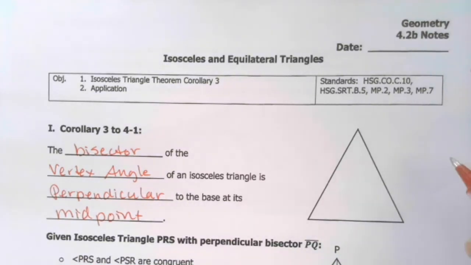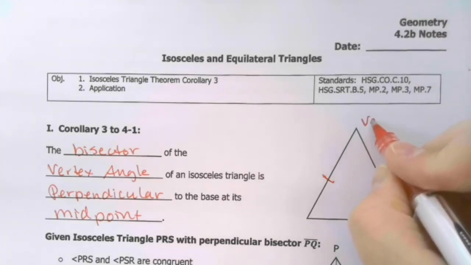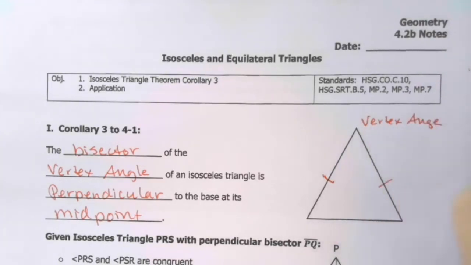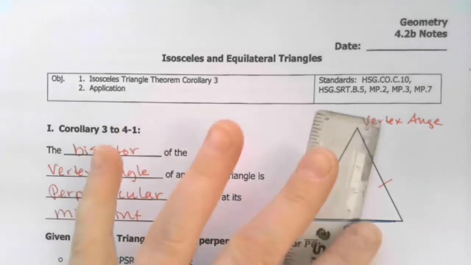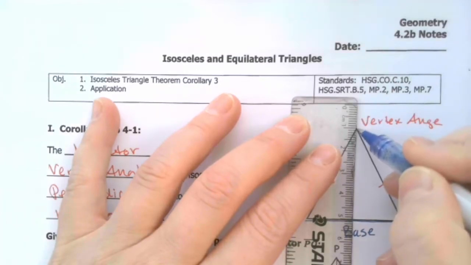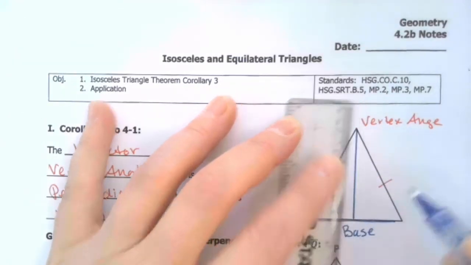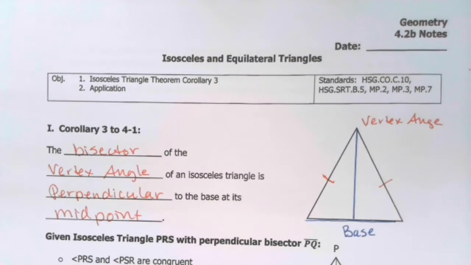Alright, so just to review: when you have an isosceles triangle, it means there are two congruent sides. The angle in between the sides is called the vertex angle. And the side that is not congruent to the other two is called the base of the triangle. So what this is saying is if you drop a line straight down from the vertex to the base, lots of really good things happen.